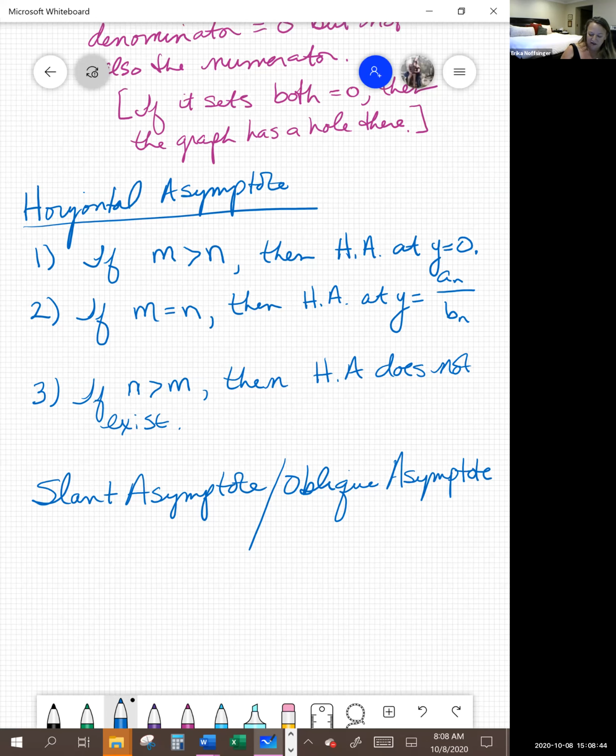They're telling me that there are only slant and oblique asymptotes if the degree of the numerator is just one larger than the denominator. So this occurs if the degree of the numerator, let me just say, how about write it this way? If the degree of the numerator is equal to one more than the denominator.